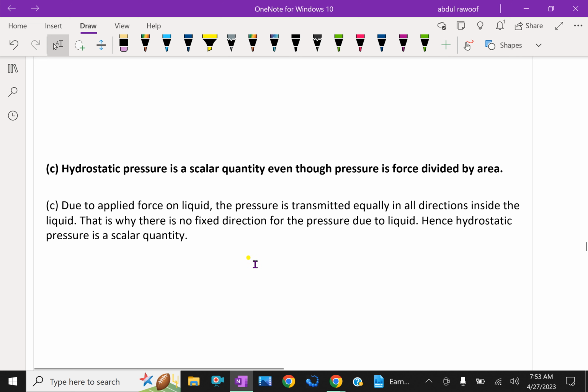Suppose you have a ball floating. You are pressing the ball down inside the liquid, or sometimes you are inside a swimming pool. Your hydrostatic pressure is in every direction. So we cannot say it is in a constant direction. So it is not a vector quantity, it's a scalar quantity.